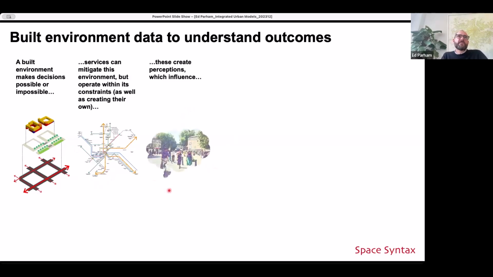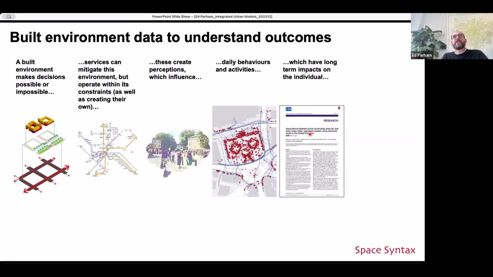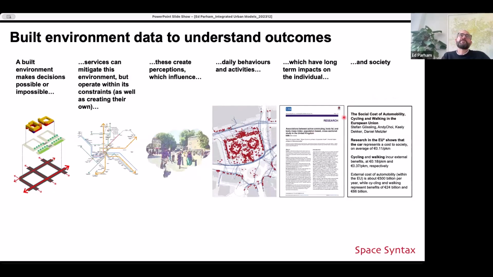There are people's perceptions. There are softer layers to all of this as well. So it's not just about the hard infrastructure and the built environment that you can see, or the services. There's people's perceptions, and that affects the way that people think about things, and that affects what they do on a daily basis. And as we just saw on the last couple of slides, what people do on a daily basis has a longer term impact on the individual and on wider society.